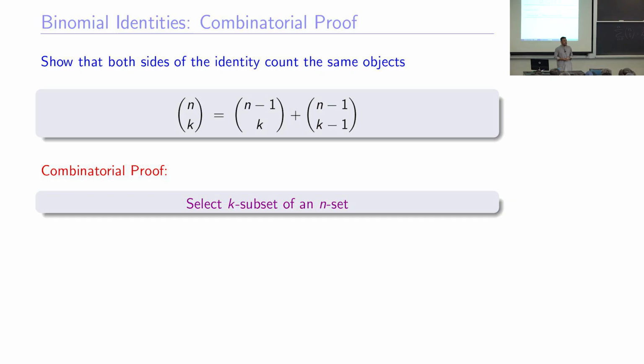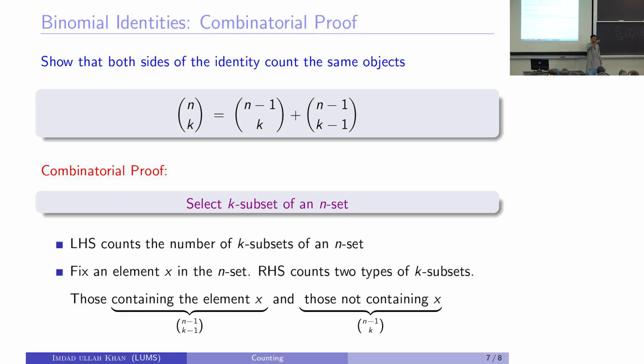N minus 1 choose k. You have to fill up these k slots. From whom? X is bound to be not there, so from the remaining n minus 1 players. So the first term on the right hand side is counting those subsets that do not contain the fixed element x, and the second term counts those subsets that do contain that fixed element x.